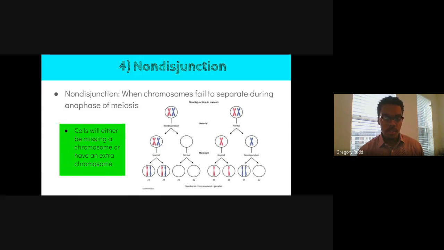The 4th source of genetic variation is non-disjunction.